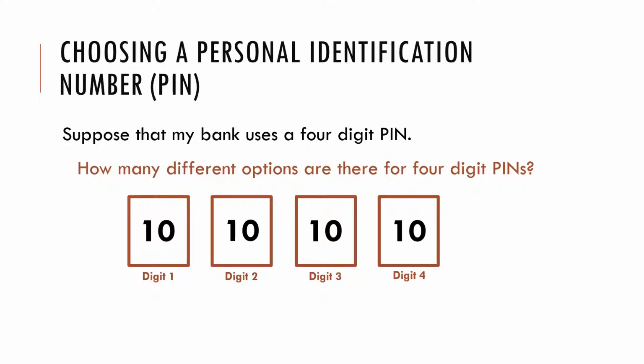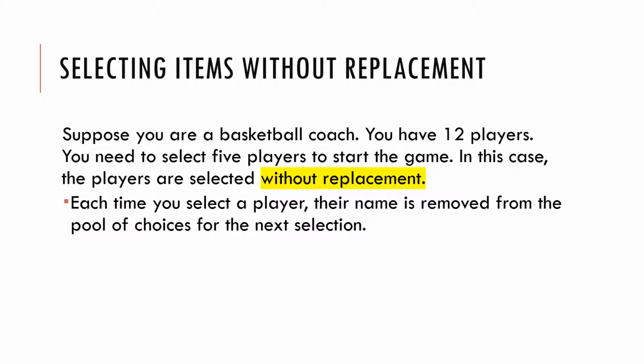Now, if you remember back, the fundamental principle of counting said that what I do now is I multiply all these numbers, and that's how many different options there are. So I'm going to multiply these. So 10 times 10 times 10 times 10 is 10,000. So there are 10,000 different options for 4-digit PINs.